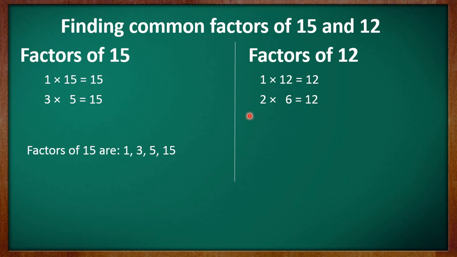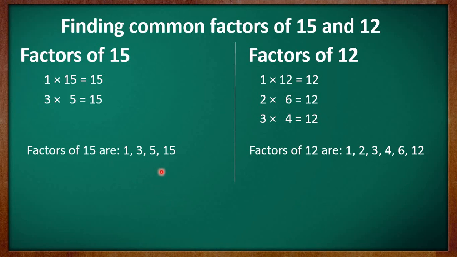Now, let's check it with 3. Kids, here again 12 is completely divided by 3. So, you may say that the divisor as well as the quotient will give us the factors of 12. And kids, now we will stop here because 3 and 4 are consecutive numbers. So, you may write the factors of 12 are 1, 2, 3, 4, 6 and 12.